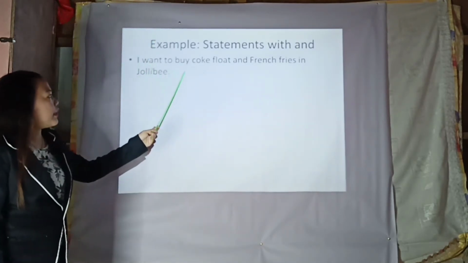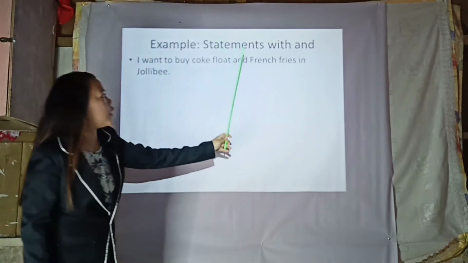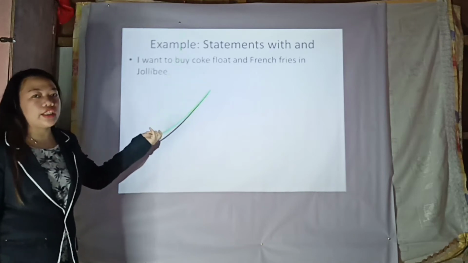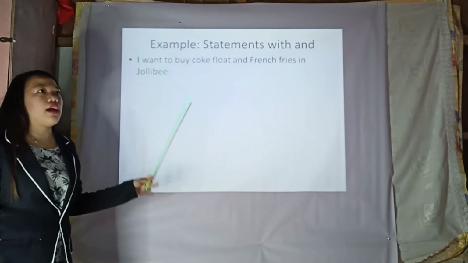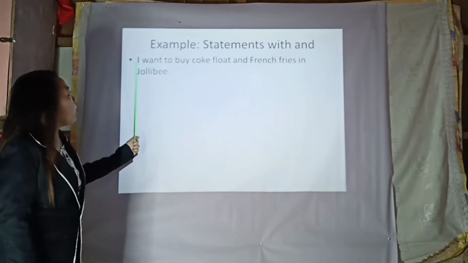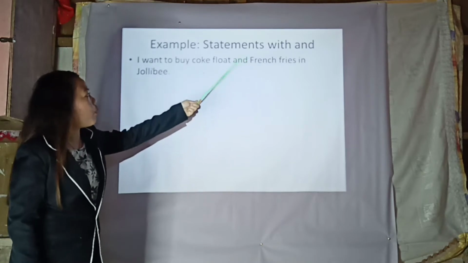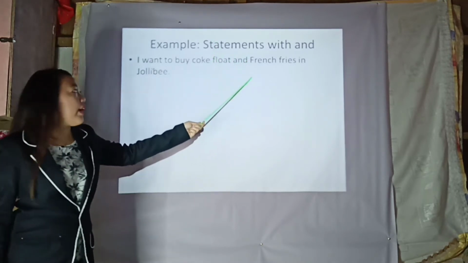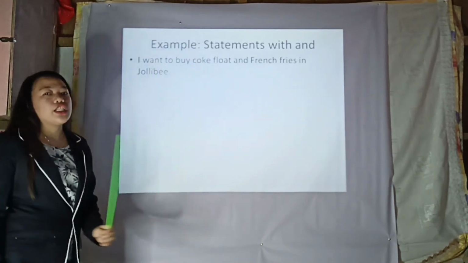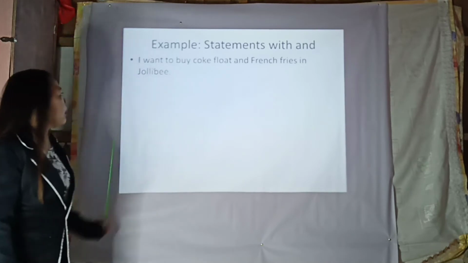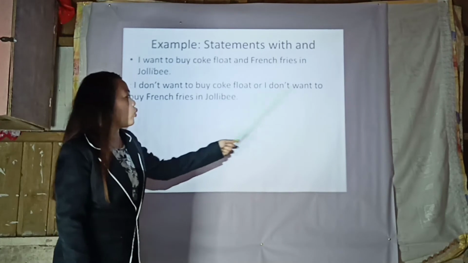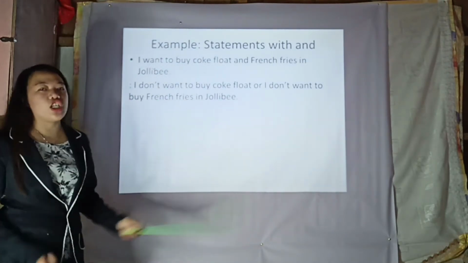The first statement, as you can see, as well as the second statement, doesn't have a negative or the word not, cannot, wouldn't, etc. So, I want to buy Coke float. The negation of and is or. So, French fries in Jollibee. So, the negation of this statement will be I don't want to buy Coke float or I don't want to buy French fries in Jollibee.